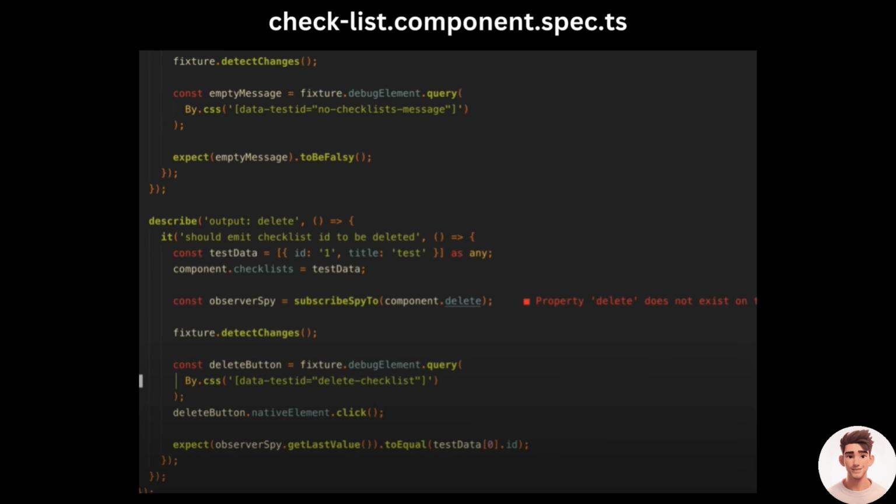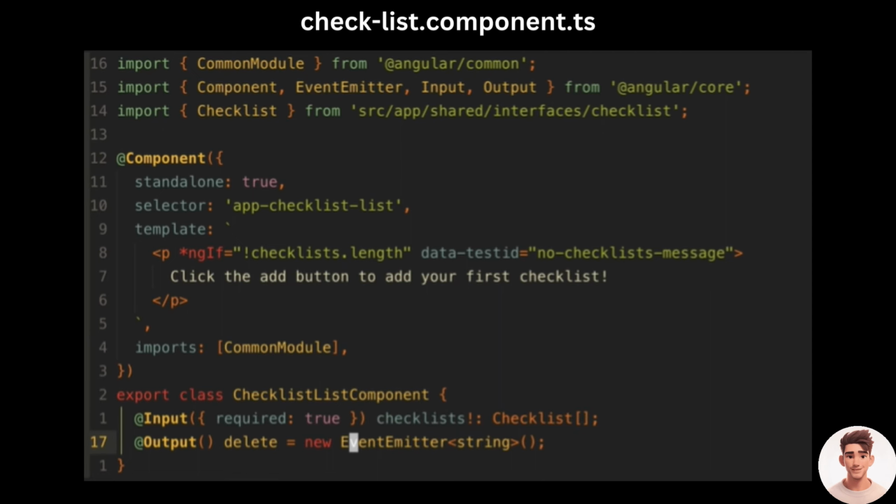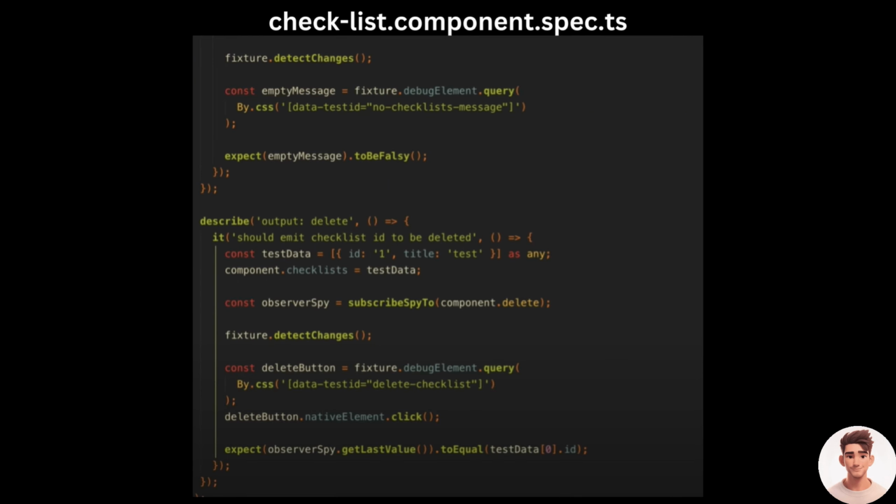Once again, before we can watch this test fail, we need to actually create the output so that the test can compile. And now we should see the test fail if we run ng-test. Now we can add the code required to make the test pass. Note that I've kind of skipped ahead here because I wanted to show you an output next.